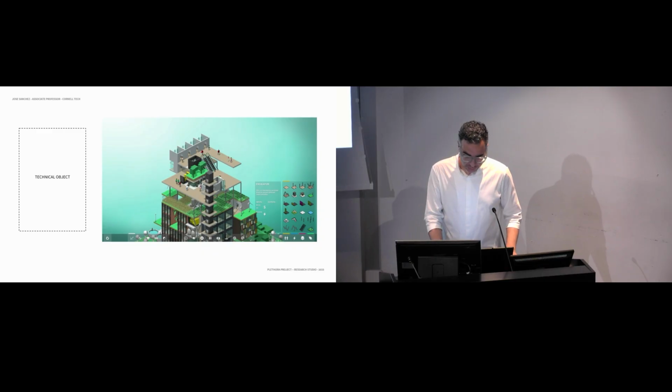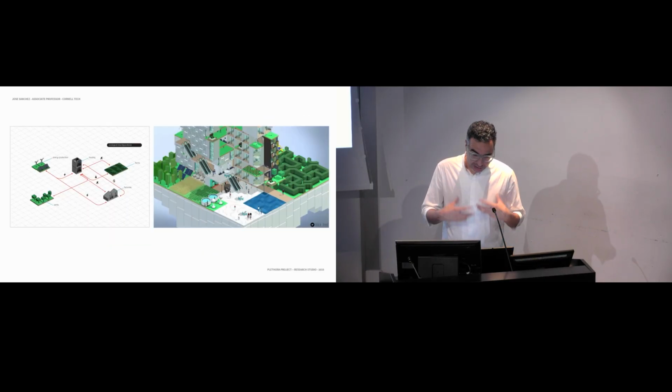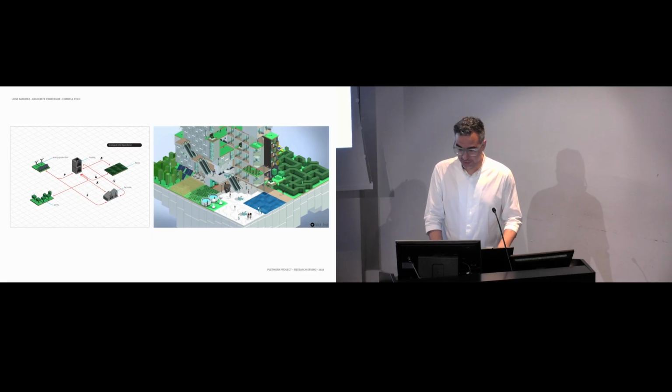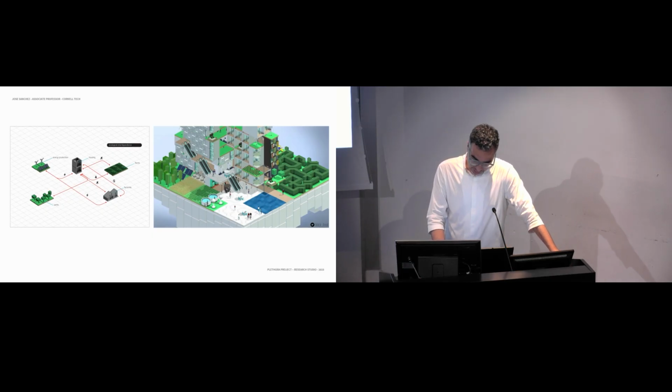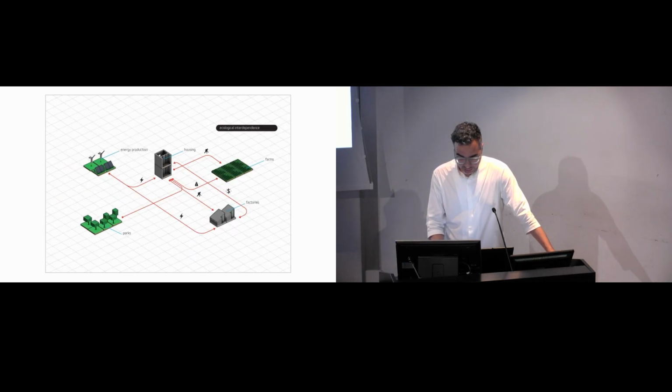I tend to think of this project both as a technical object that contains a series of algorithms and a series of simulations that are useful in the practice of architecture. The first one has to do with, as I mentioned, the ecological interdependence between units. How do we create systems of reciprocity and dependency?